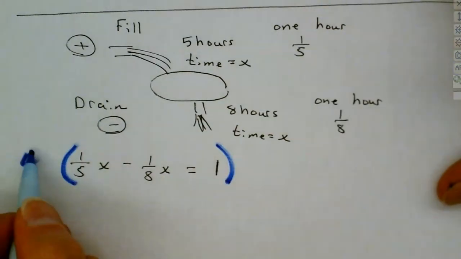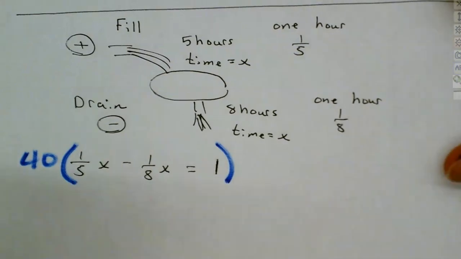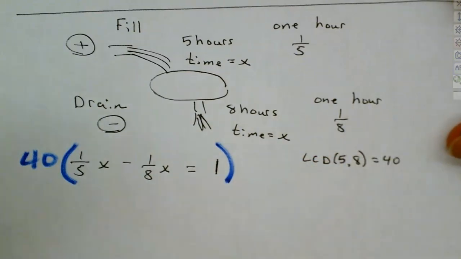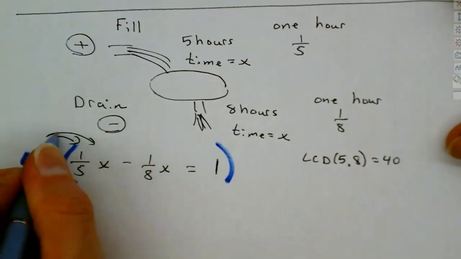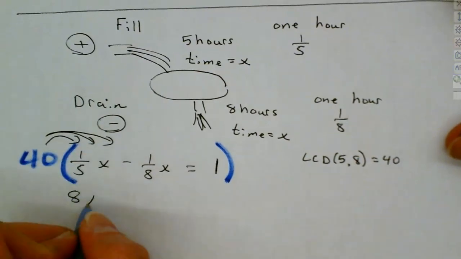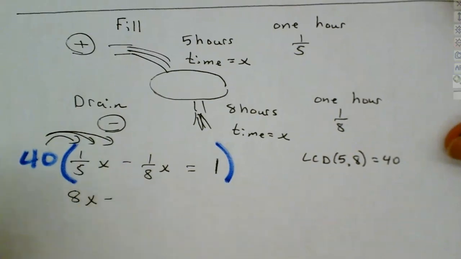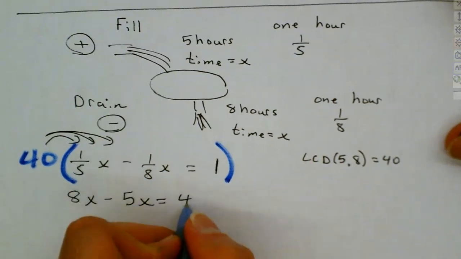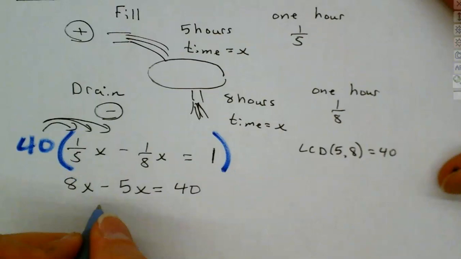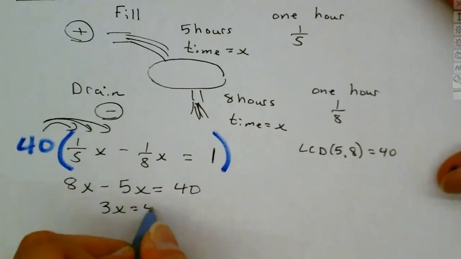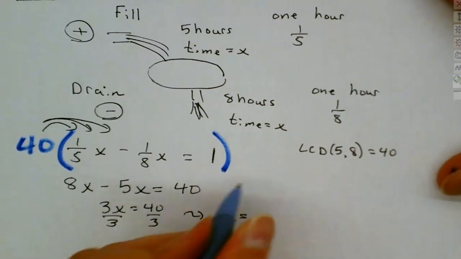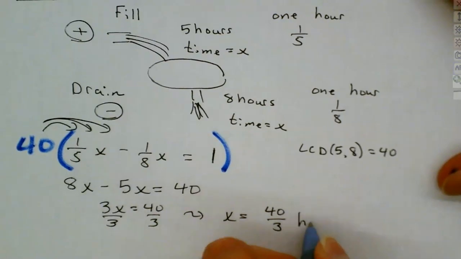40. Why 40? Because that's the least common denominator of 5 and 8. That's your 40. So distribute through. 40 divided by 5 is an 8x. 40 divided by 8, that leaves you with a 5x. And 40 times 1, that's a 40. Now we've got, putting them together, 3x equals 40. Divide by your 3. And x now equals 40 over 3 hours.